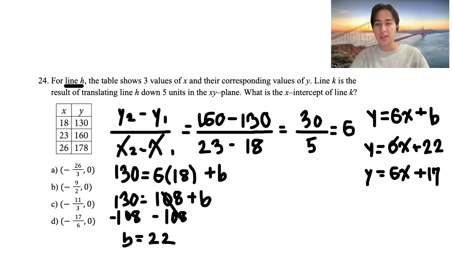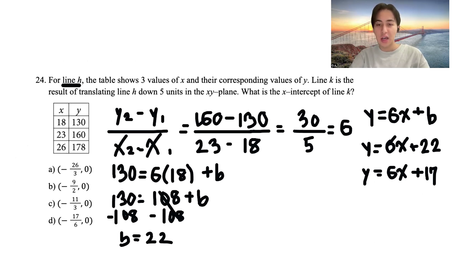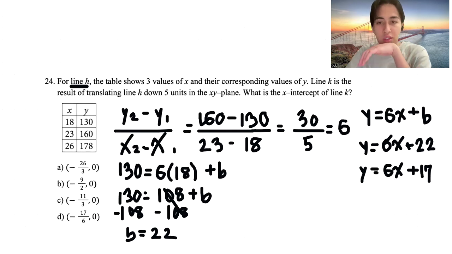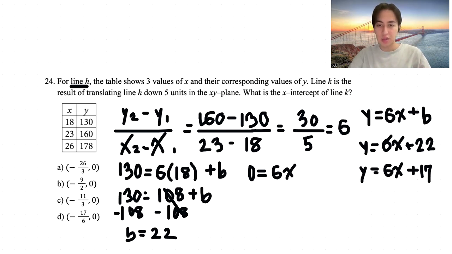Now what they want us to do is find the x-intercept of line K. The x-intercept is just a point on the line that intercepts with the x-axis. So that is just the value on the line that has a y value of 0. So you can just replace the y with 0 and solve for x to find out the x value of the x-intercept.